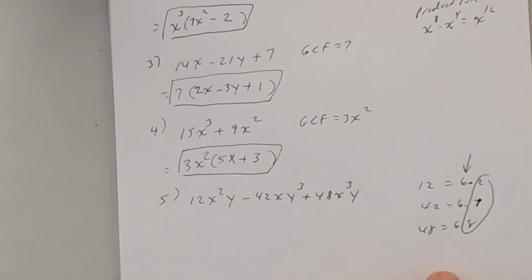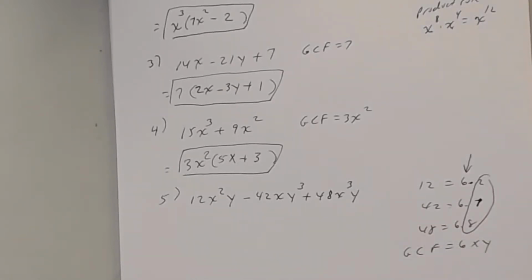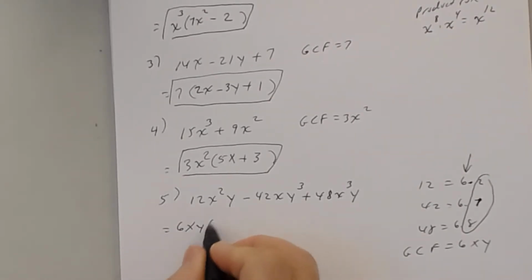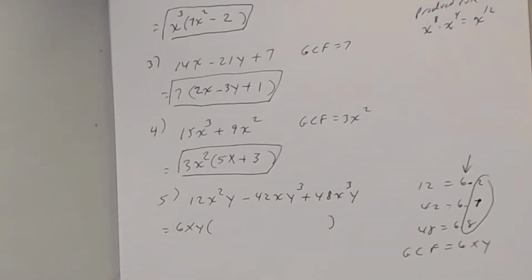Okay, now what about the variables? 6x, okay. And what else? Y as well. So what's the GCF? 6xy. 6xy is the GCF. Oh, okay, that's why. All right. So you're going to say 6xy times.